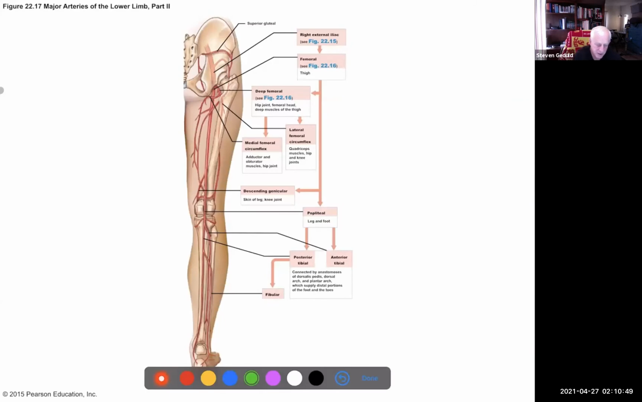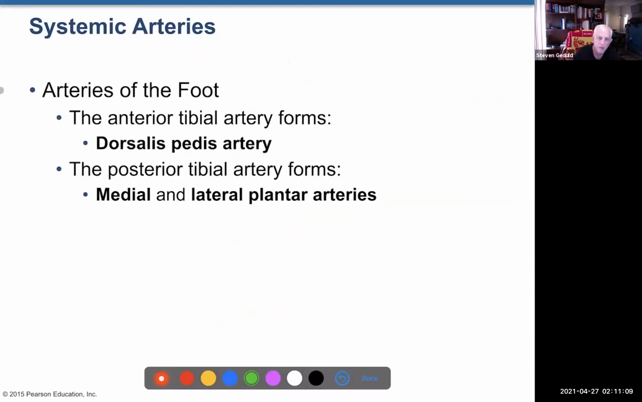And same thing we just did. You see the deep femoral artery from the femoral artery, from the right external iliac, branching into the popliteal, which we talked about, going into the posterior and anterior tibial arteries, and the posterior tibial branches into the fibular artery on the backside. In the foot, the anterior tibial artery forms your dorsalis pedis artery. The posterior tibial artery forms the medial and lateral plantar arteries.